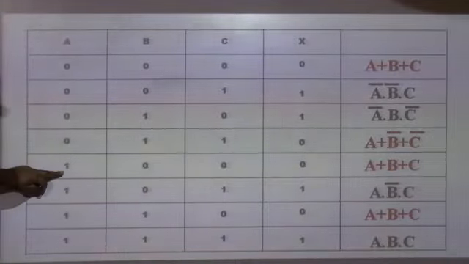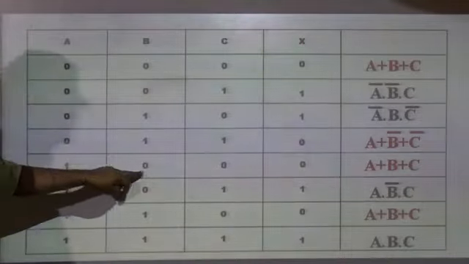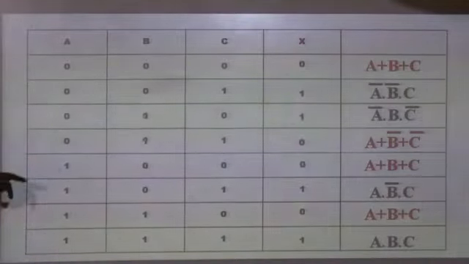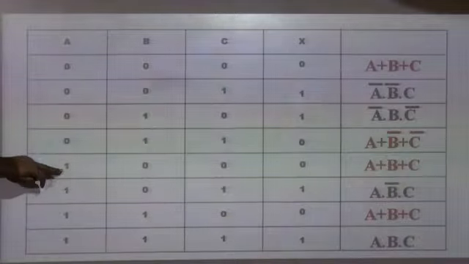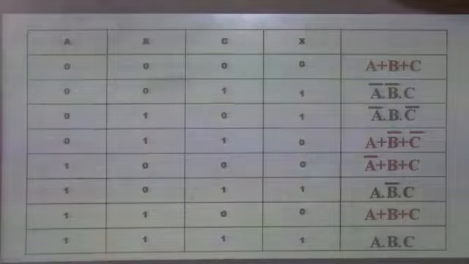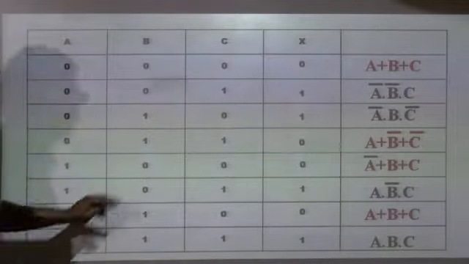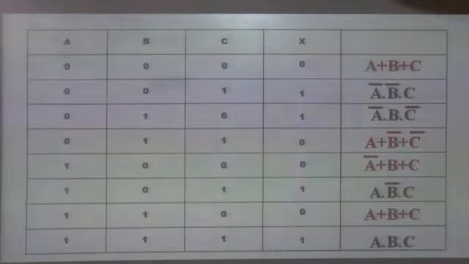Similarly, if you look at this next term, A is 1, B is 0, C is 0. That means we need to convert or complement A. So it becomes A complement plus B plus C. Okay, because B and C are 0, so no need to complement. A has to be complemented.